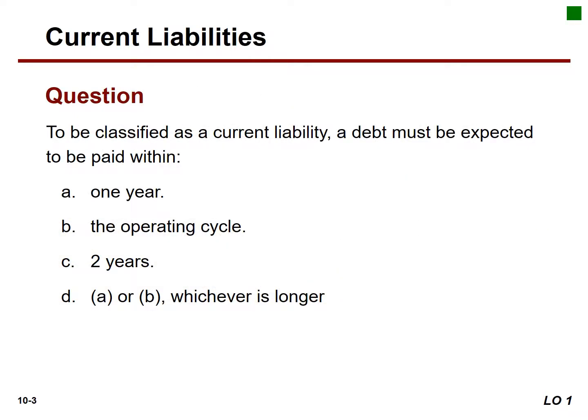But first, a question. To be classified as a current liability, a debt must be expected to be paid within... The answer's D, 1 year or an operating cycle of the business, whichever is longer.